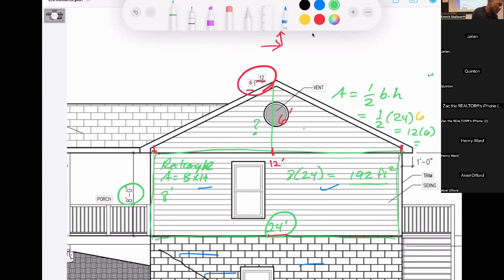No. How did I go from here to here? How did I go from that 24 to that 12 right there? I reduced it. I came here, and I divided 24 by 2, which is 12. So now I got 12 times 6, which is what, 72?